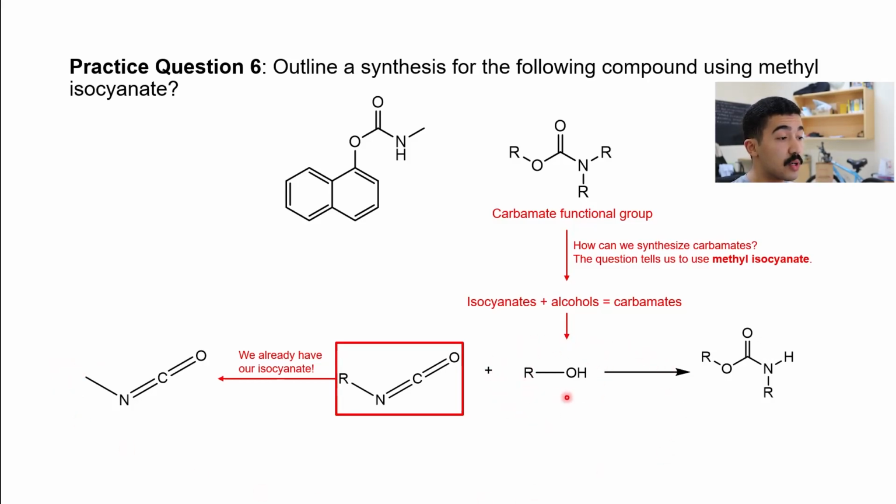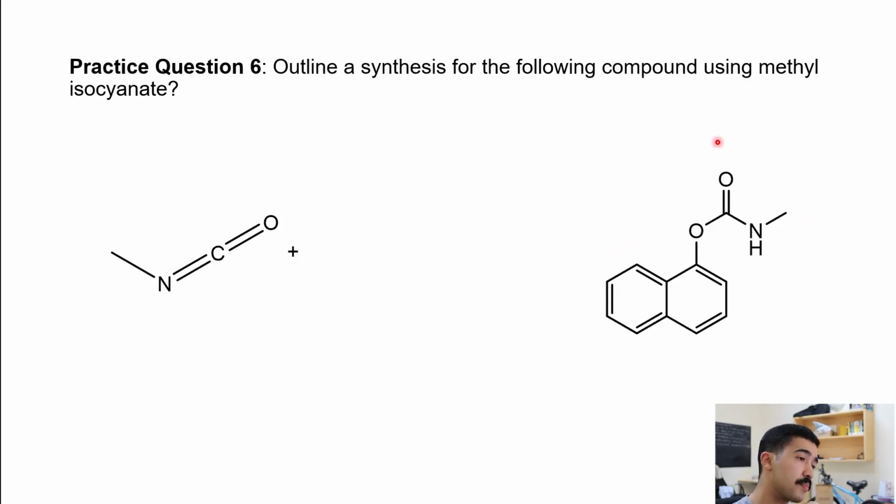Now the only thing left for us is to identify what this OH is. Well, how am I going to know what alcohol to use? Well, let's go ahead and look at the final structure for our compound. This is the final structure for our compound. We need to somehow use some sort of alcohol over here. We have our methyl isocyanate. We can see if you just, let me get the pen going here. If you just snip right here, snip, we can see that basically we could insert an OH group over here, right? And then that would form our alcohol.